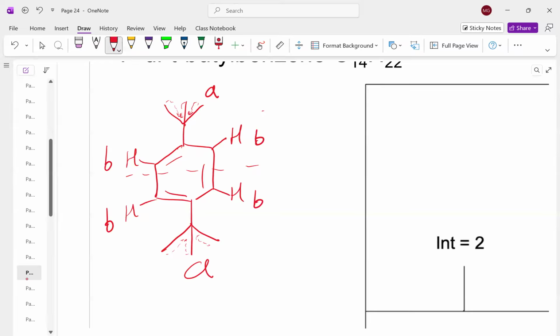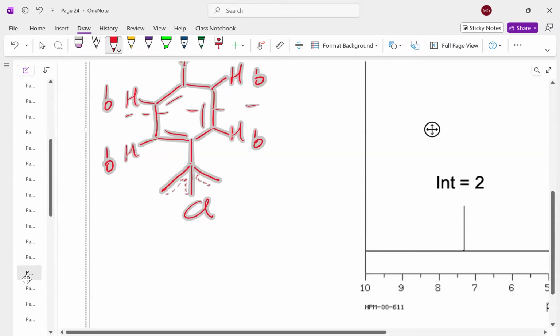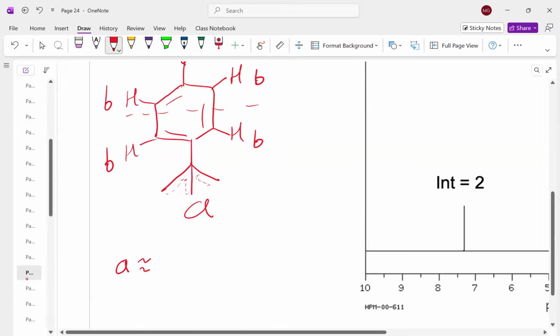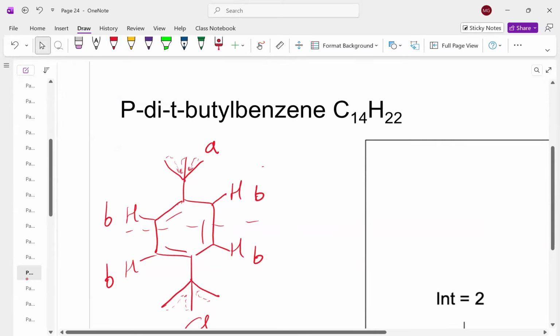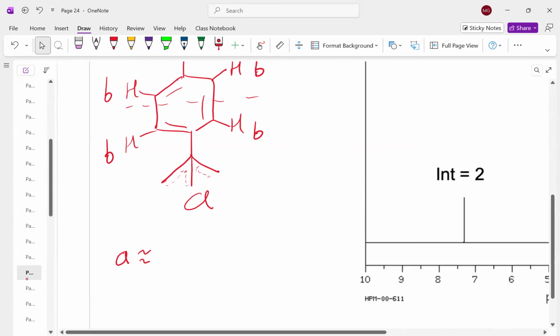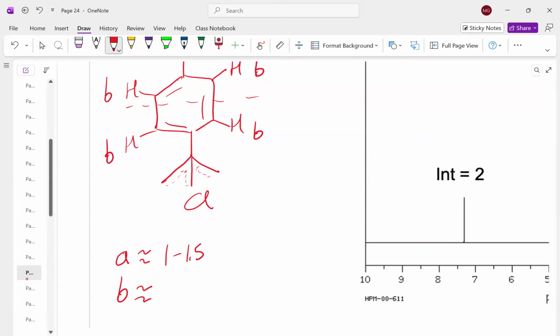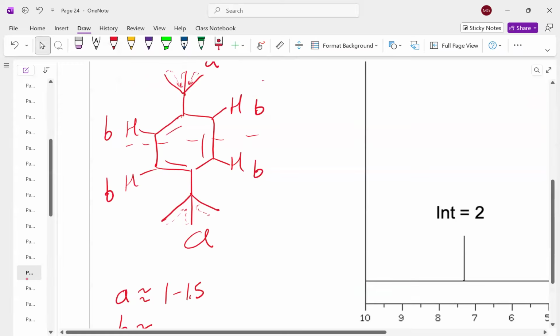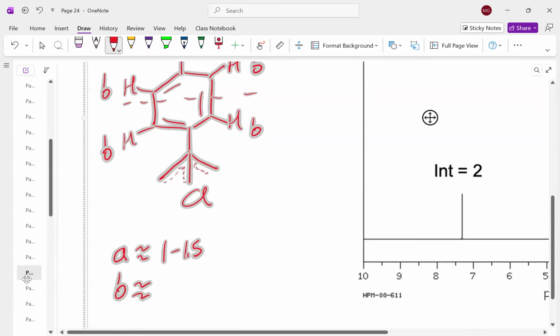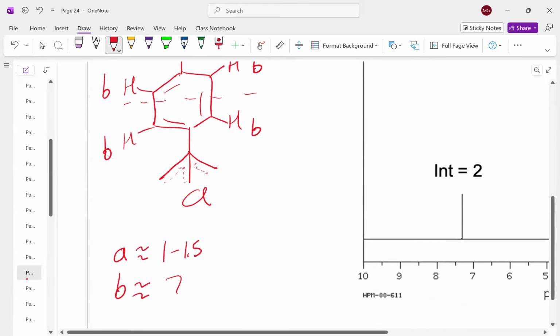And again, let's do some predicting. So where would we see the A hydrogens? Well, the A hydrogens are not benzylic. They're another carbon outwards, so it's going to be farther upfield than like 2. We can look at them as just hydrogens on primary carbons. So let's say somewhere between maybe 1 and 1.5. And then the B hydrogens are aromatic, so somewhere between 6 and 8. Let's average that out to say somewhere around 7.